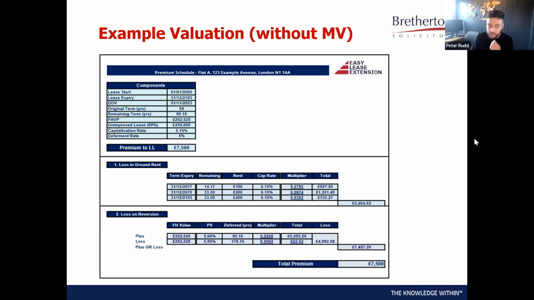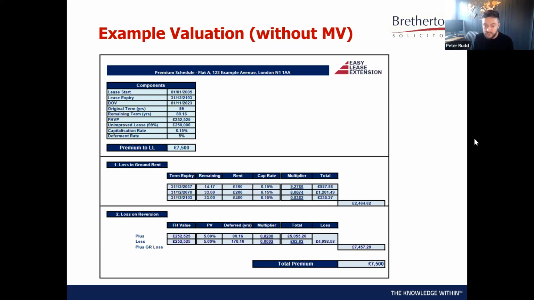£5,055.20 to the landlord. In addition to that, there is a further value as they are extending your lease. You have the 90-year extension, which is what you're entitled to under statute. 170 years is considering the 90-year extension, and the value of the same asset on 170.16 years deferred at 5% would be £62.62. That is deducted from the landlord's present interest of 80.16 years.